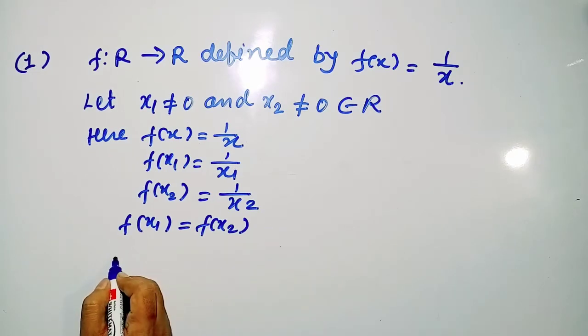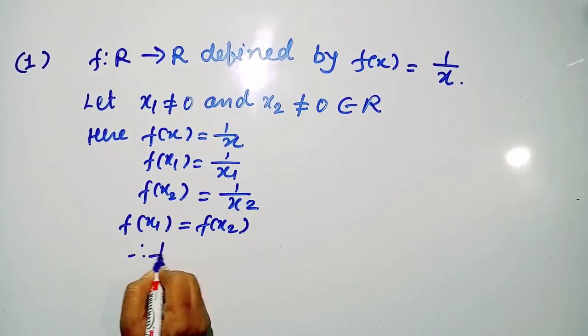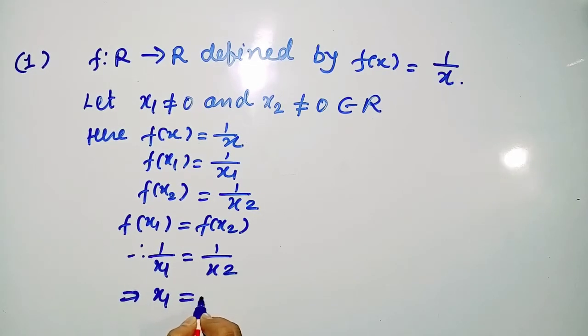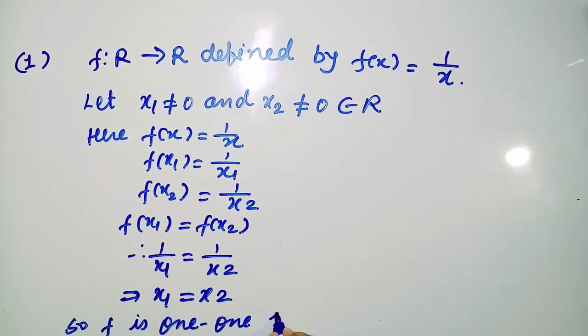So f of x1 is equal to f of x2. So we will write 1 upon x1 is equal to 1 upon x2, right student? So we can convert these things. So what we are getting, x1 is equal to x2. So this follows the working rule of one-one function. So the given function is one-one function. Okay student, now we will check whether this is onto or not.